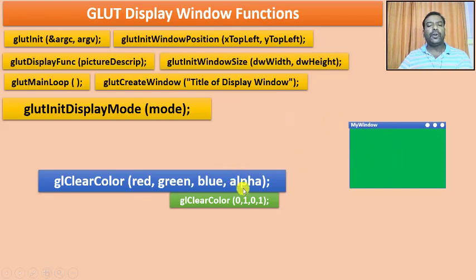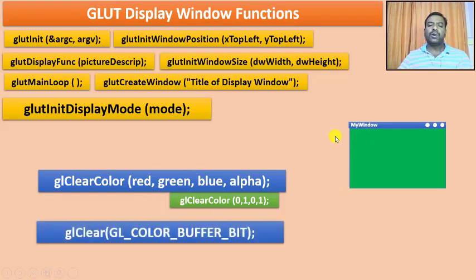Right now don't worry about this alpha value. This is something to do with transparency. We'll think about this later, but right now keep the fourth parameter always constant at 1. Just look at the remaining first 3 parameters. These 3 will decide what color the background of your window is going to have. Once I execute glClearColor, this will only set the color.